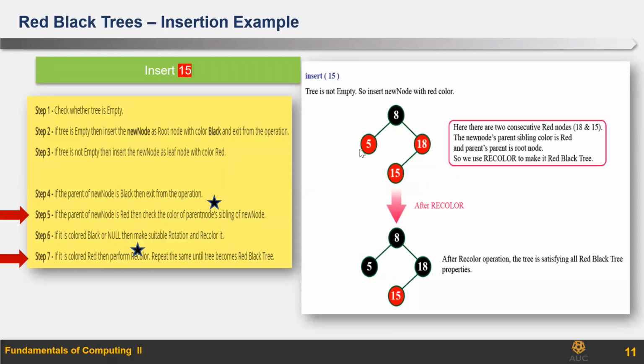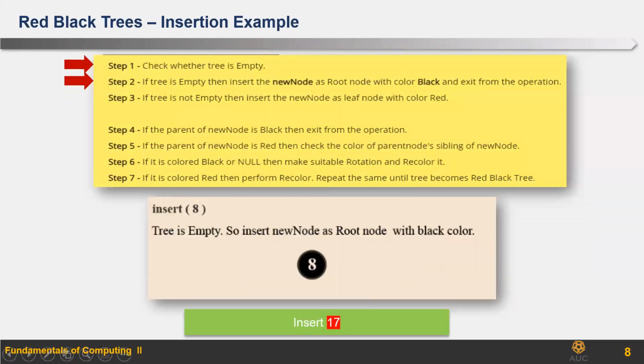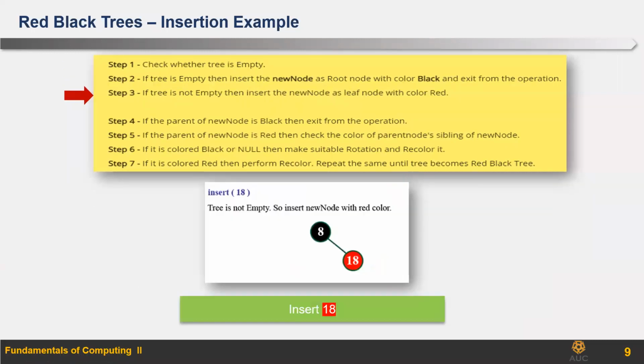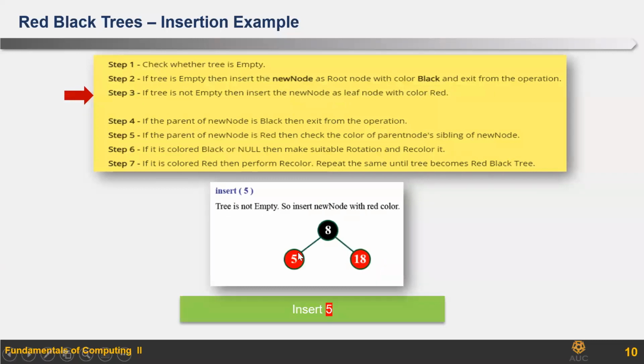طيب، يبقى I inserted 8 دي black، 8 and 18. I inserted 18. It's a binary search tree insertion. يعني إيه؟ 18 is greater than 8, then I go to the right. 5 is less than 8, I go to the left. It's a binary search tree insertion. I always insert a node as red. Okay.